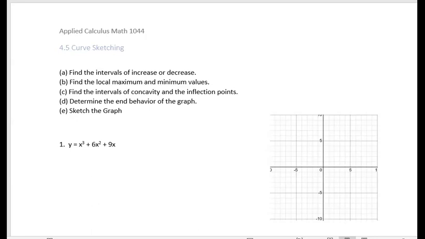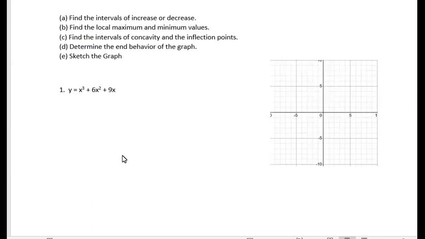Number one, we have y equals x to the third plus 6x squared plus 9x. So we need to try to graph this. Now we're not going to just put it into our calculator, do a table of values and graph it. Instead, we're going to use our calculus that we've been working on to work through all the different characteristics, and then we'll use the characteristics to draw the graph.